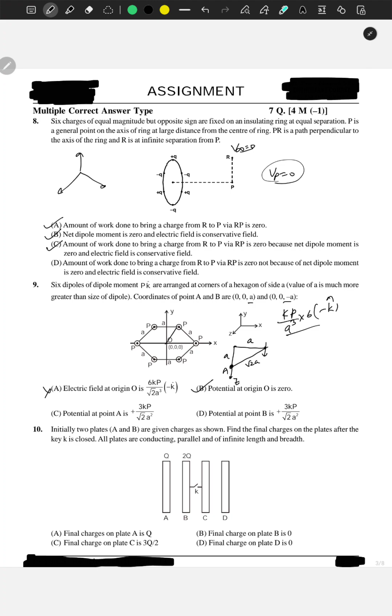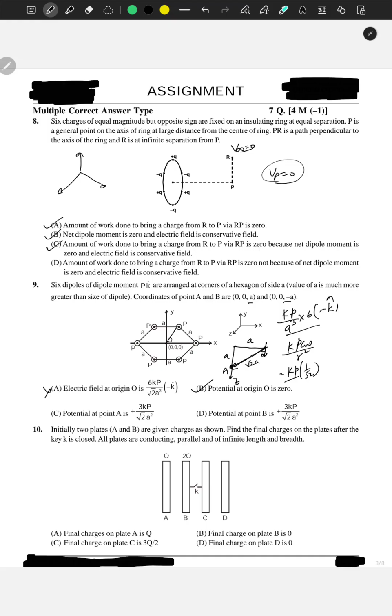So just try to imagine. Also, all depends upon the imagination. So you can see the dipole moment is in this direction, and this is the r vector. So the angle between them is theta. We know the potential formula Kp cos theta by r square, so we are going to use that here. Kp cos theta is 1 by root 2 and r is root 2a.